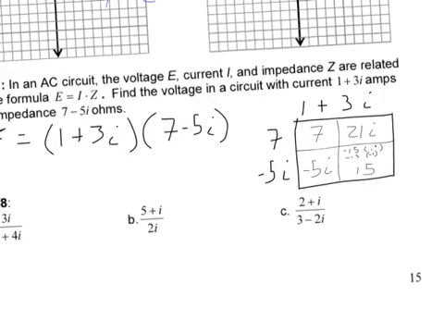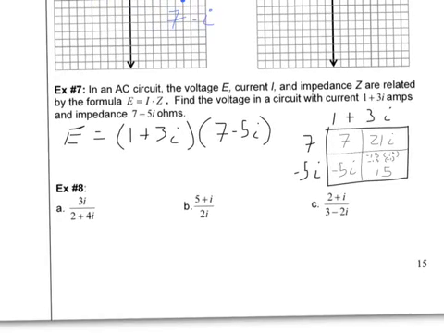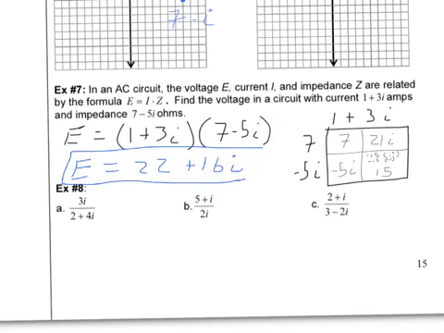So now we're just going to combine our like terms. And we're going to get that E equals 7 plus 15 is 22. And 21i minus 5i is 16i. And there is my voltage. So you can say 22 plus 16i volts.